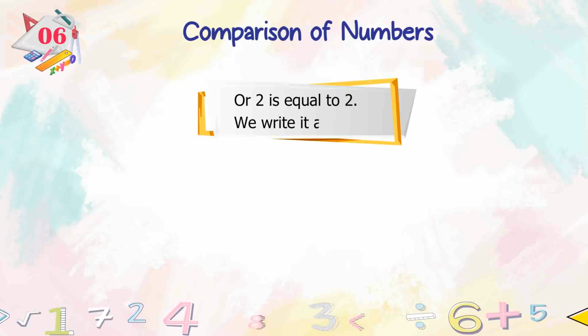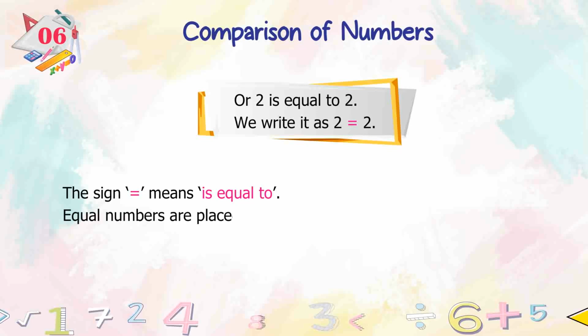We write it as 2 is equal to 2. The sign means is equal to. Equal numbers are placed in both sides of the symbol.